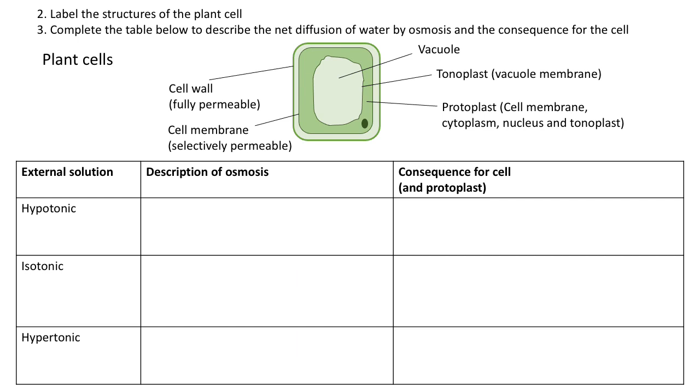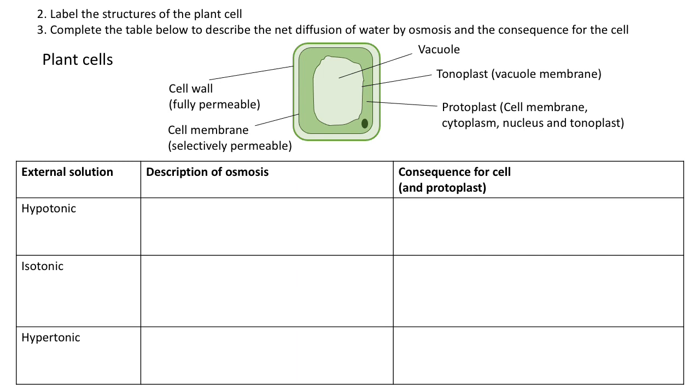So the protoplast is the cell membrane, cytoplasm, nucleus, and tonoplast, and any organelles within that structure as well. So now I want you to complete the table. So you've got the external solutions on the left, description of osmosis, the consequences for the cell, and I also want you to describe what happens to the protoplast in each situation. So pause and test yourself.